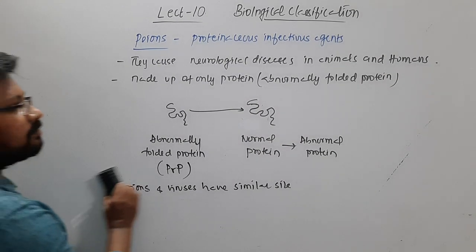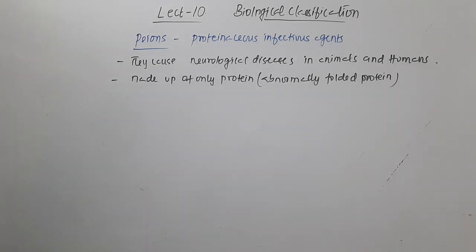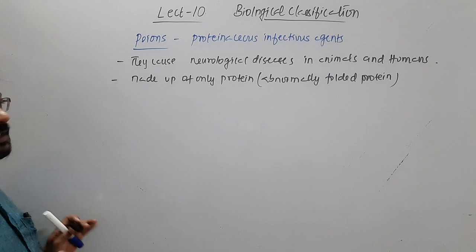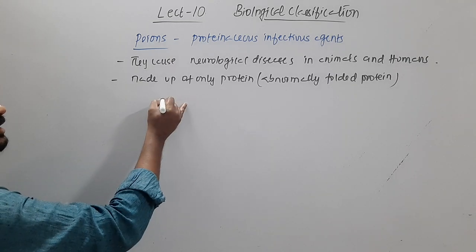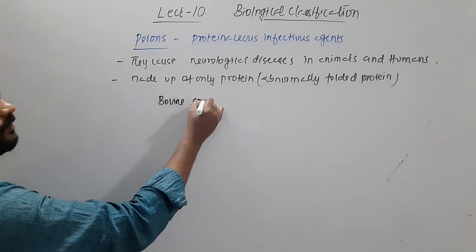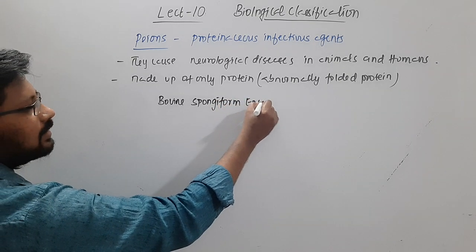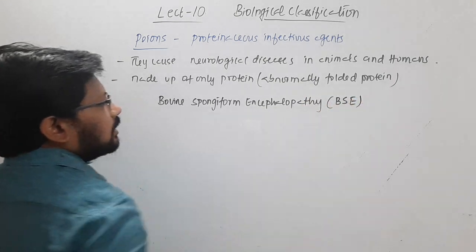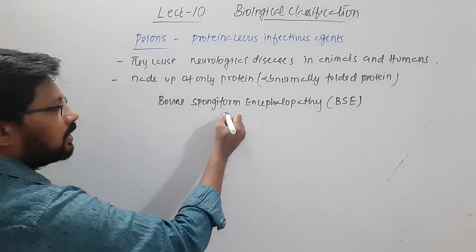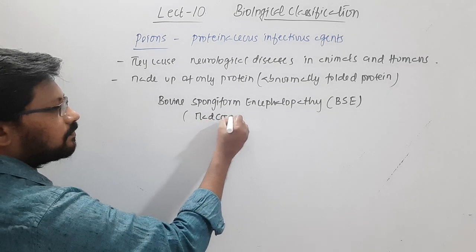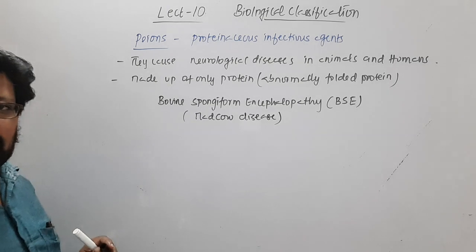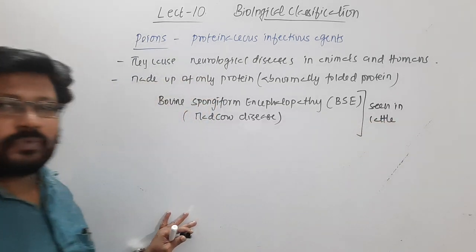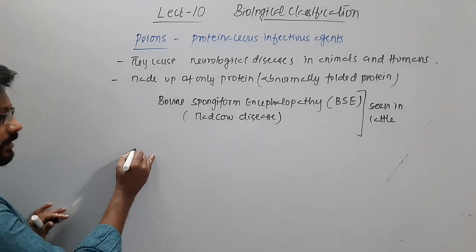Let's see the diseases caused by these prions in animals and humans. I told you that these are infectious agents and they mostly affect the nervous system. So here, in the case of animals, bovine spongiform encephalopathy, in short called BSE, is a disease. This is commonly called mad cow disease, and this is seen in cattle.